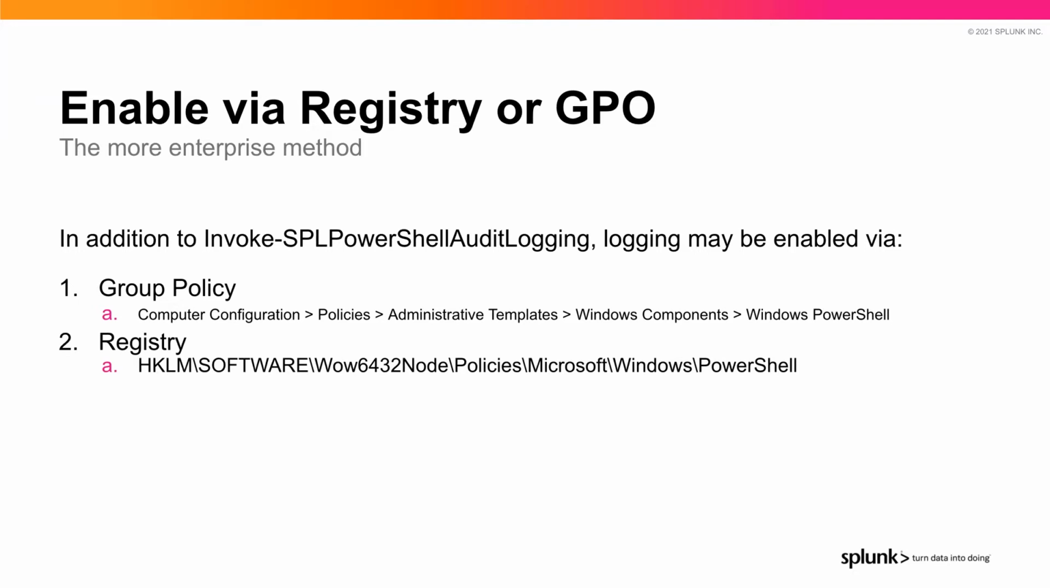In addition, if maybe you want to use a logon script, you can also modify all of these through the registry and Invoke-SPLPowerShellAuditLogging. SPL PowerShell audit logging has all of those registry modifications already written in PowerShell, so it's easy to copy and paste from there. And we also go into this in detail in our demo, where we will show in the registry what this looks like before and after modification.